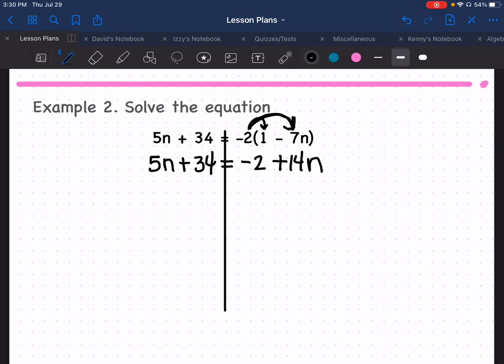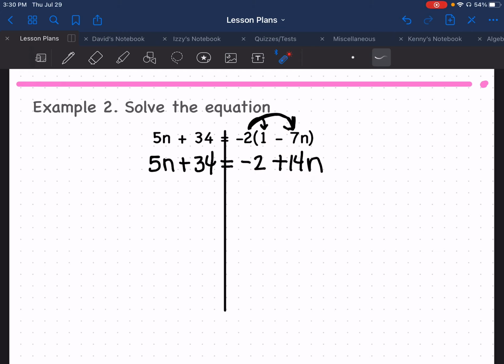Now I'm going to collect my like terms. I have to do this side by side. So I'm going to look here on the left side and just look at the 2 terms. Are they like terms? No. Most of the time, if you only have 2 terms on a side, they're not going to be like terms and can't be combined. Let's look at our right side. Once again, I only have 2 terms. Since the -2 does not contain the letter N, they are not like terms. So let's move on to step 3.